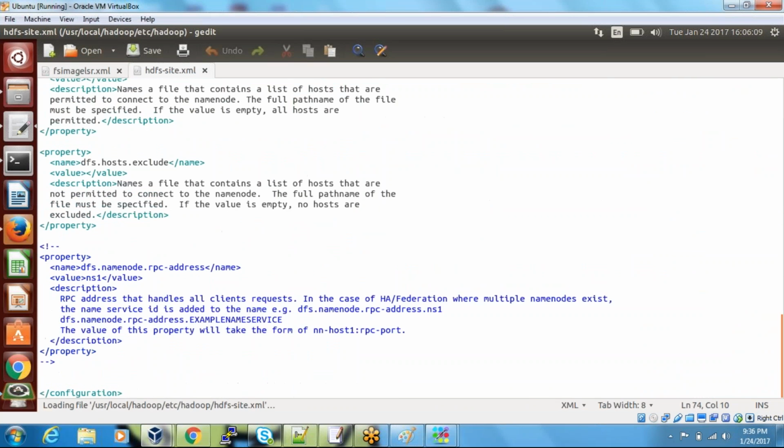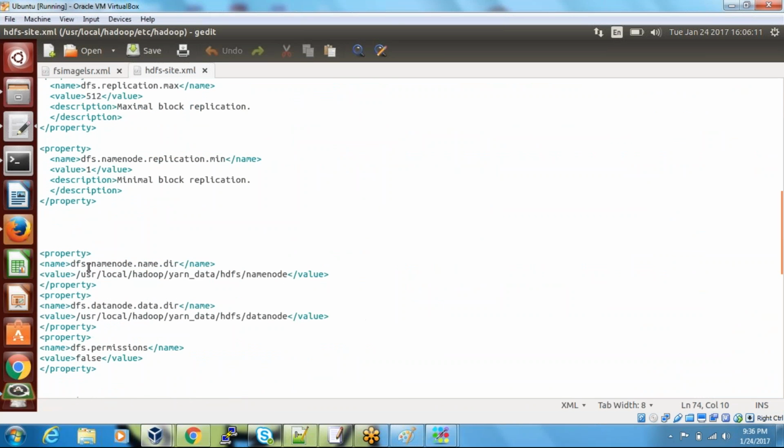Yep. See this configuration, your name node directory and your data node directory. You have to look at this. Okay, so don't get diverted, guys. Let's move back to the original topic.